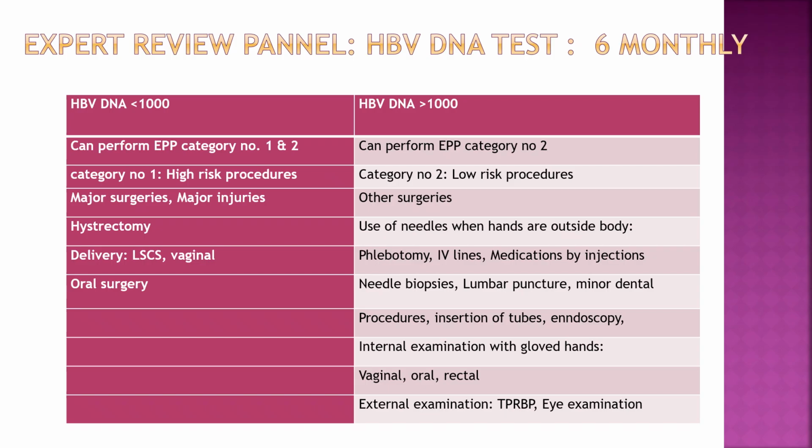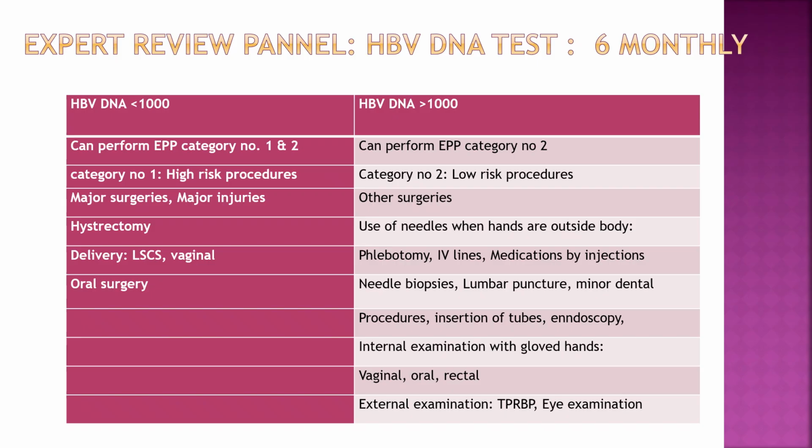So in this chart we will see what to be done if the viral load, that is the hepatitis B virus DNA, is less than 1000 and if it is more than 1000. So if the hepatitis B virus DNA is less than 1000, then that healthcare worker can perform exposure prone procedures category 1 and 2. So now we will see what is category 1.